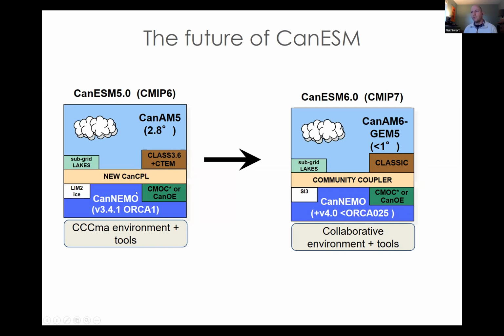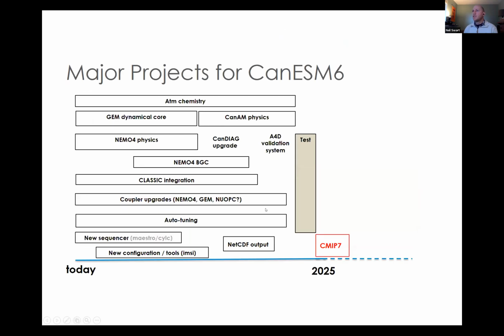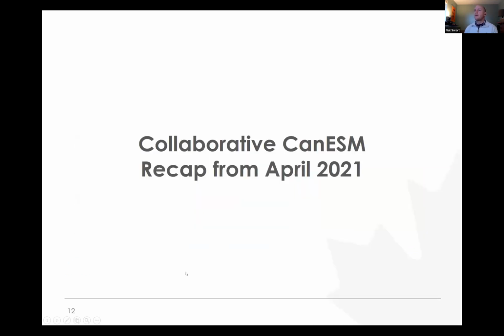Another important change is moving from this legacy CCCMA environment and tools to a more collaborative environment and tools. We've got a lot of work items that are planned to complete before we can do testing and enter into the CMIP 7 exercise. So we've got a really busy schedule at CCCMA, but this is basically what we have on the cards for the next couple of years. Okay, so that's the model as we develop it, but what about this collaboration?